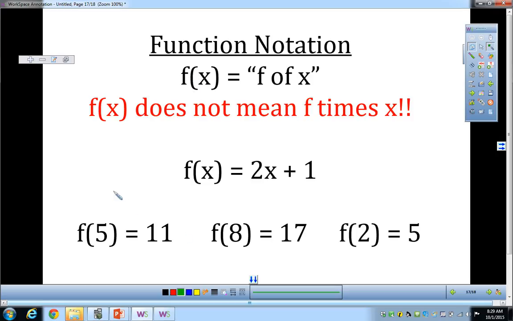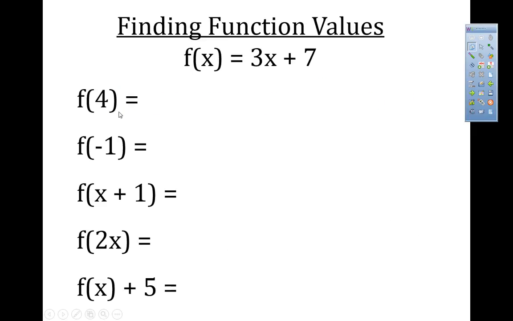So if I take 5 and plug it into this function, I get out 11. If I take 8, f of 8 means if I take 8 and plug it in there, 2 times 8 is 16 plus 1 gives you 17. If I take 2 and plug it in, I get out 5. Easy enough. The f of x means that's what I get when I plug in that number into the function called f. Sometimes the function is called g, sometimes h, sometimes a, and so on. Okay? So let's look at this function.